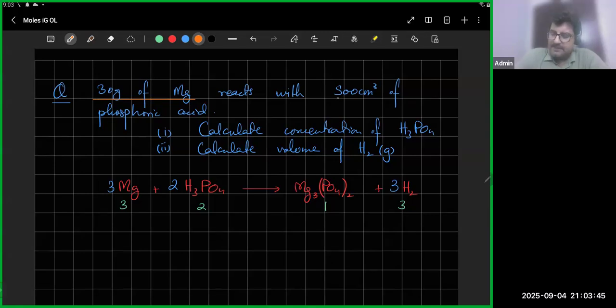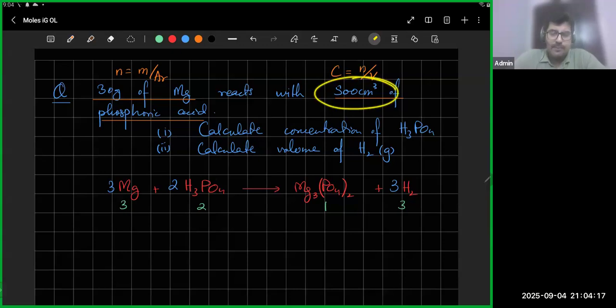I said the other data that's given is 500 cm cube of phosphoric acid. Now, you know two formulas. One is moles is equal to mass divided by molar mass, right? And the other formula is for solutions, which is concentration is moles over volume. In this part, you can't really find the moles from the volume, because with volume you also need the concentration, then you can find the moles, right? So this data is not important because you can't use that. But this one, you can find the moles, right?